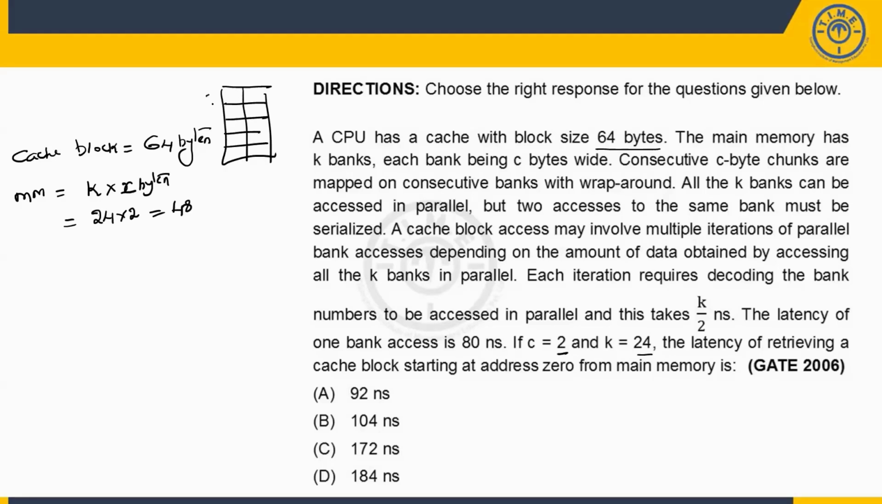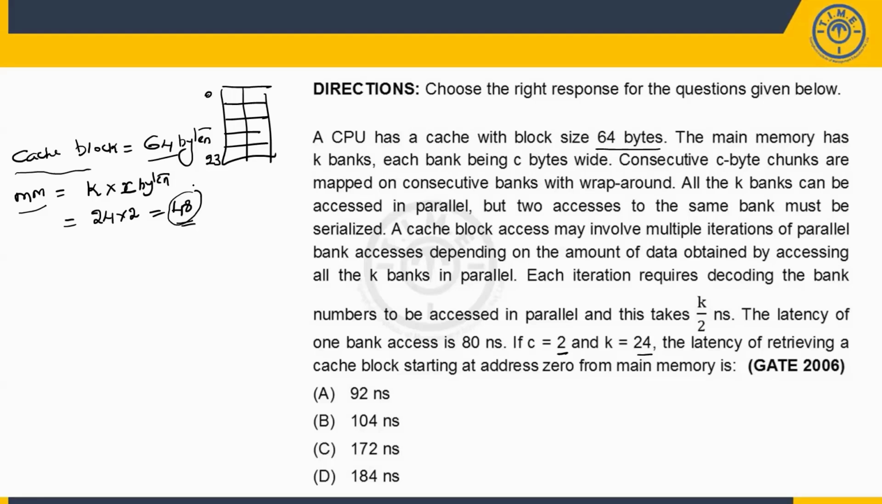So this is total 0 to 23. Total 24 banks. Each bank is 2 bytes, meaning total 24 words, each word is of 2 bytes. So the total main memory size is equal to 48 bytes. It is purely hypothetical. The size of the cache block is 64 bytes and size of the entire main memory is just equal to 48 bytes. It is not even equal to a single block size of the cache memory.